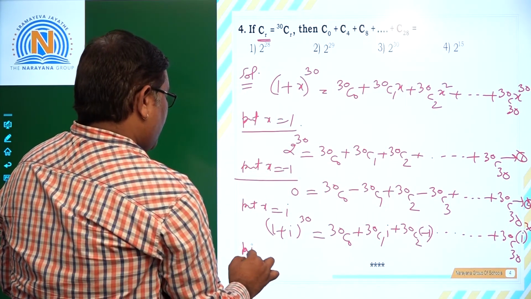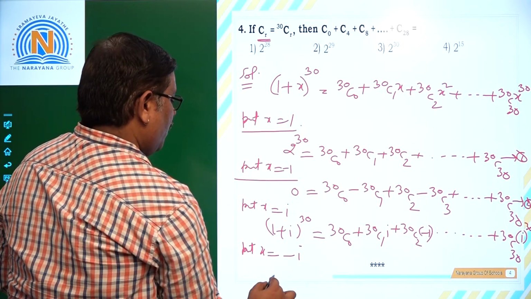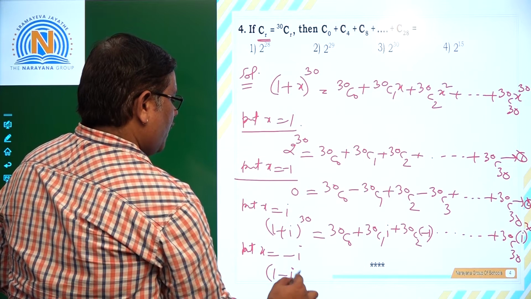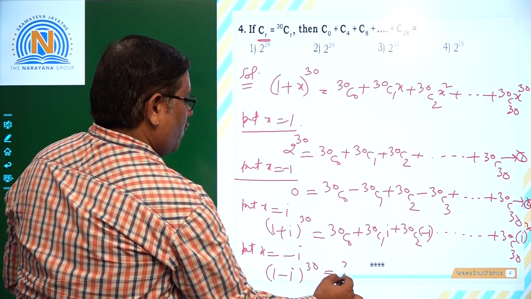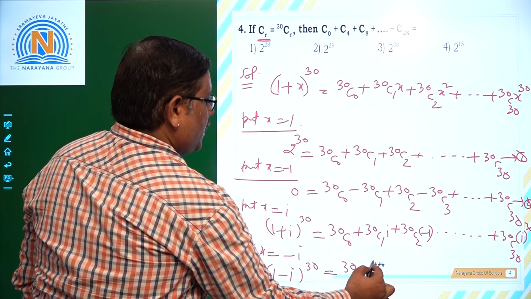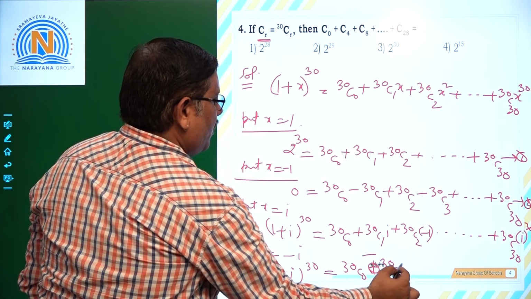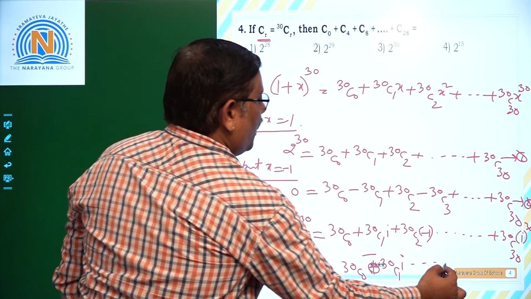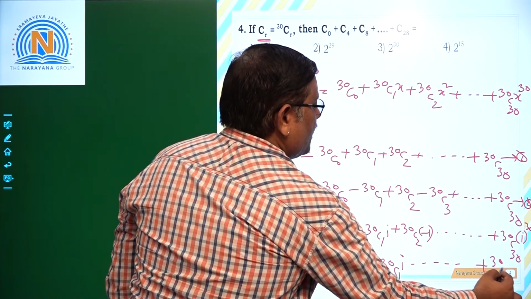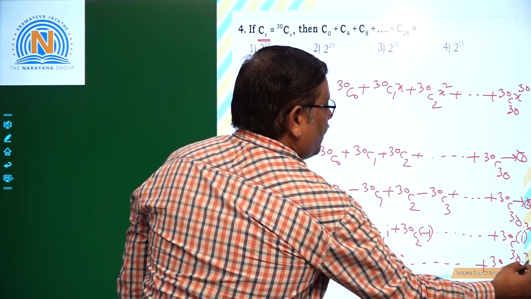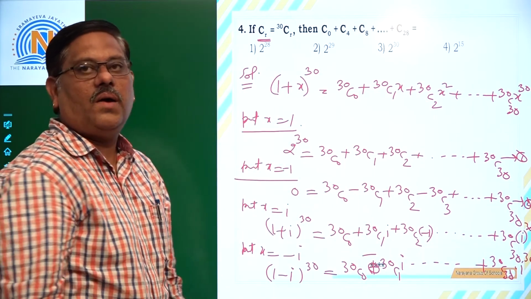Similarly, if you take x as minus i, you are going to have (1 minus i) whole power 30, that is going to be 30C0 plus 30C1, of course it is minus 30C1 times i, and so on, plus 30C30 into i power 30. That is what we are going to have.